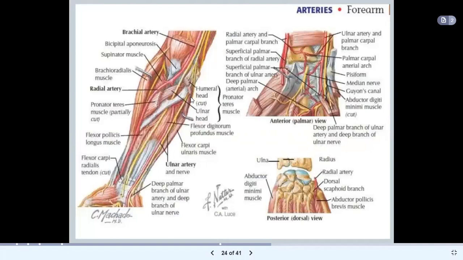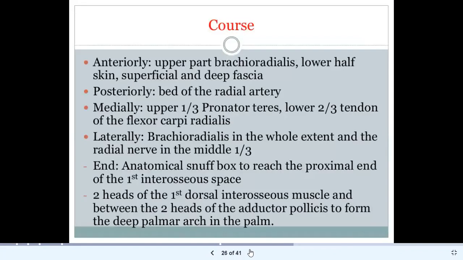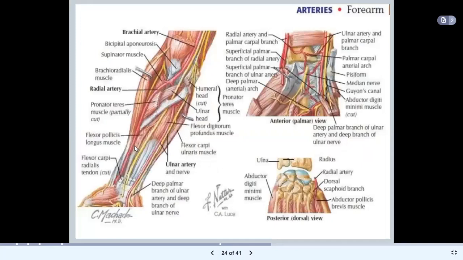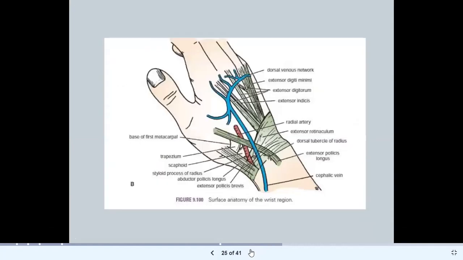So this muscle also forms the medial relation of the radial artery on the upper part of the radial artery. So this is the radial artery, but this Pronator Teres muscle covers this whole place. So it is medial to the radial artery, but the Pronator Teres has an ulnar head and a humeral head. So the ulnar head is closer to the radial artery, so it forms a medial relation to the radial artery.